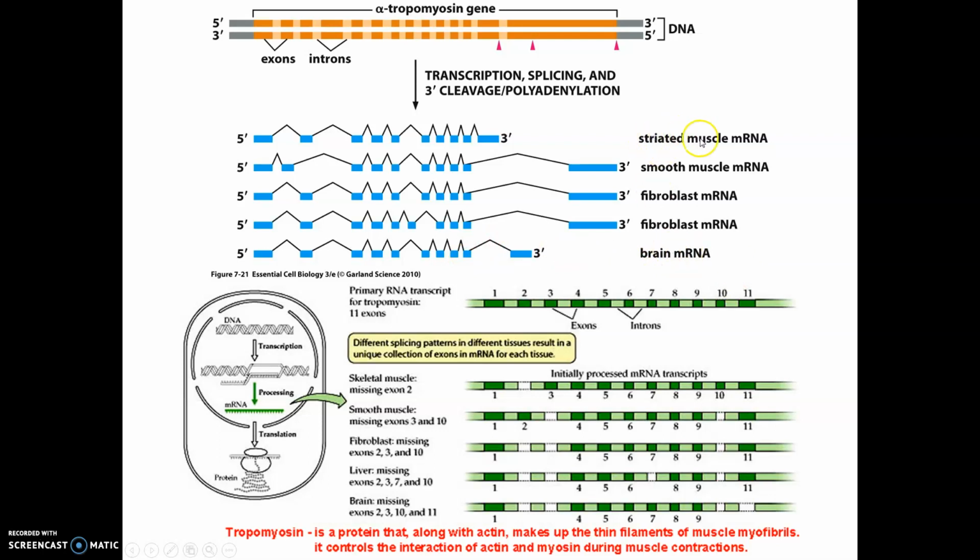So we will see in striated muscle, which is skeletal muscle, that we get one version of it. In smooth muscle, which is what we see surrounding like our gut, and it works more automatically, it has a different form. Here's fibroblasts, which make connective tissue. It takes on a different form, and in the brain it takes on a completely different form. So this allows different cells to specialize what version of this it is producing.